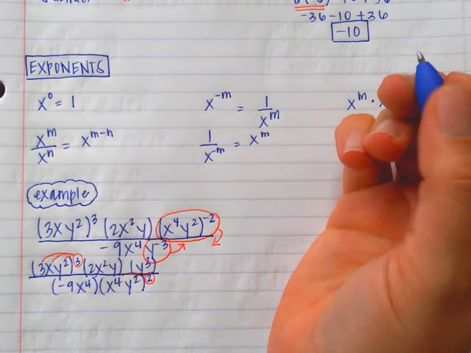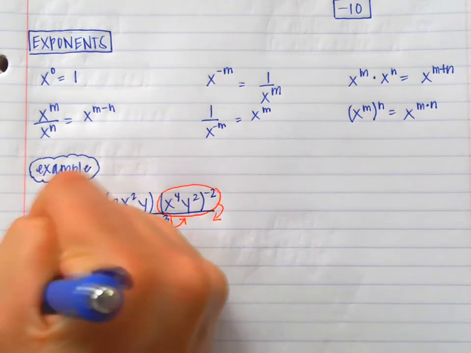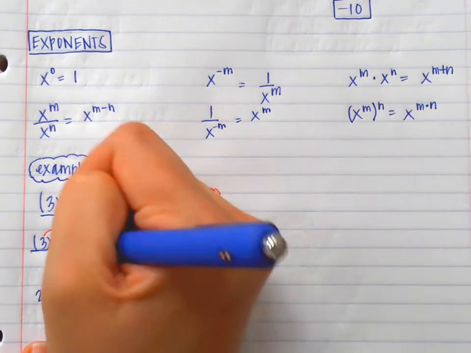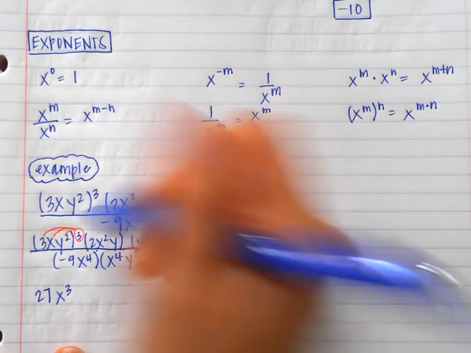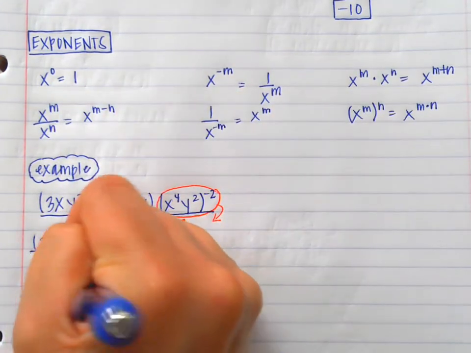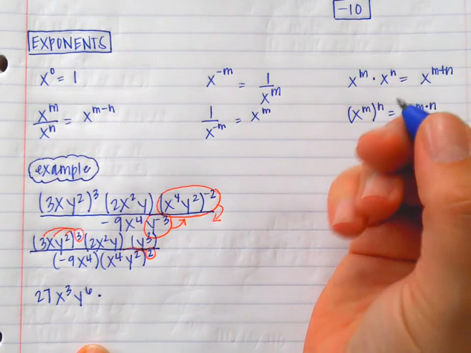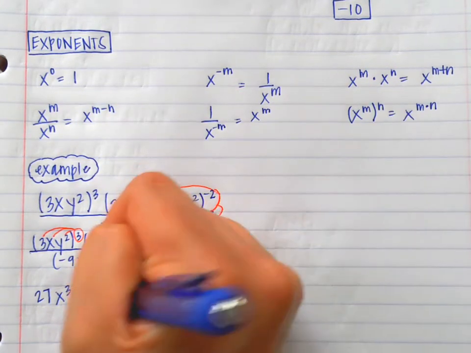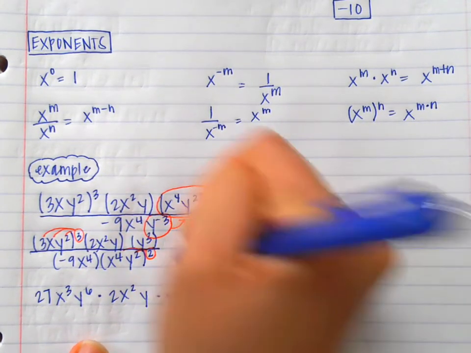So 3 cubed, 3 times 3 times 3 is 27. I'm going to skip a line because I feel like I was cluttered there. X cubed is just x cubed. Y squared cubed, multiply my exponent, so I get y to the 6th. Times, this doesn't have any exponents on the outside, so I'm just going to write it as 2x squared y times, that didn't either, so times y cubed.